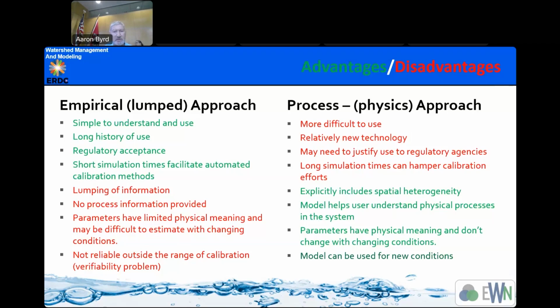A lot of times we use GSSHA and other models like it to ask what exactly are the controlling processes in this basin, or if we change this fundamental process, how will that change the system response? The parameters have a physical meaning and they don't change with changing conditions, which is nice. If you want to rearrange the land uses, once you have those parameters nailed down, the soil response isn't going to change as you move it around the watershed. That lets us use the model for new conditions, which is a really nice strength of this approach.